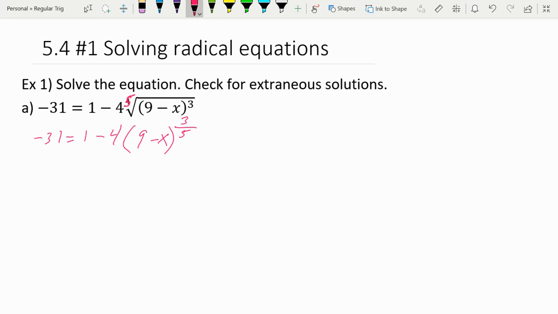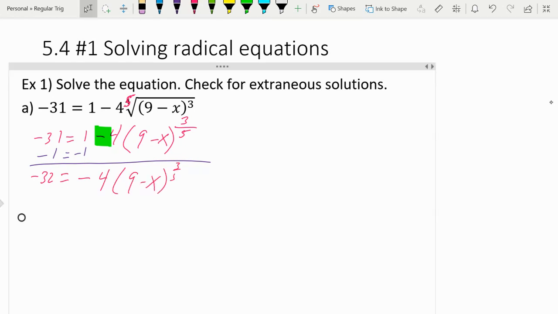Okay, so now that I have it written in rational exponent form, first thing I need to do, like we've always done, is what do I need to get rid of first? Well, the first thing I'm going to get rid of is that 1. So how do I get rid of a positive 1? Let's subtract 1 from both sides. I end up with negative 32 is equal to, and please make sure you don't forget that negative there. Please do not forget the negatives. So we have 4 times the quantity 9 minus x to the 3/5 power.